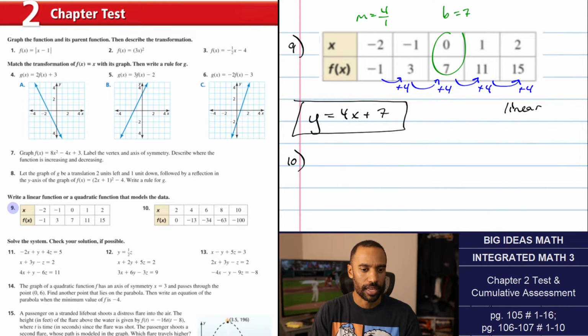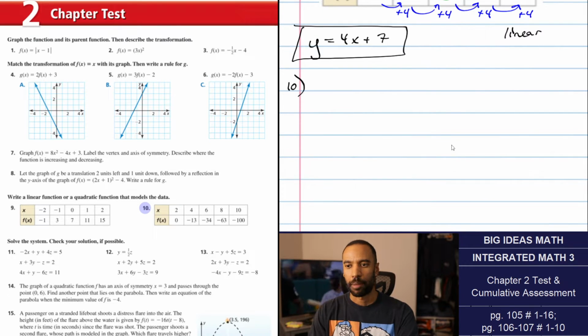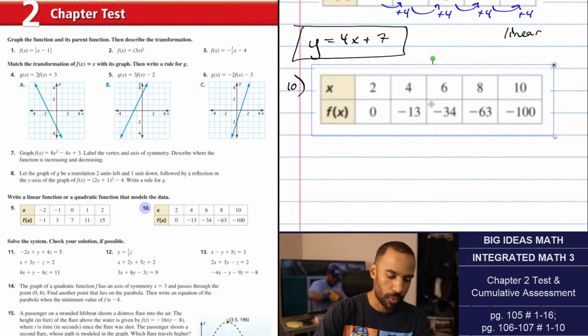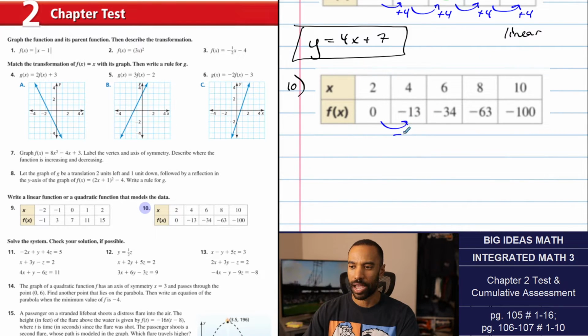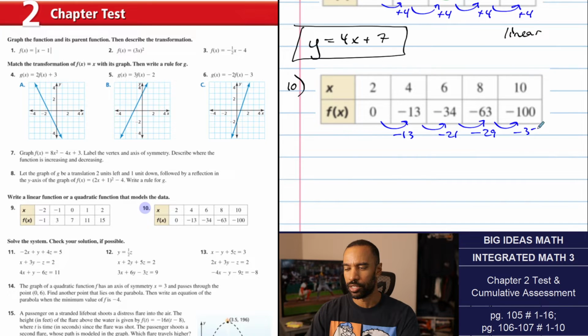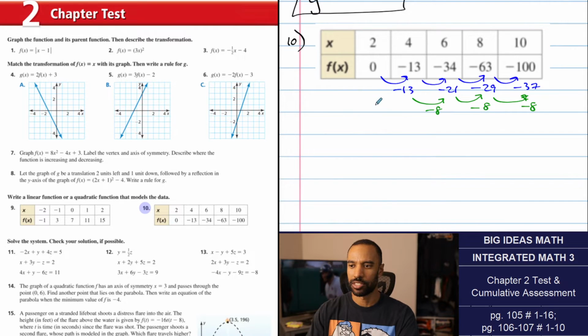Number 10 is likely a quadratic, because we've got to get our practice in. This chapter is based on linear functions as well, but quadratics are the ones you are learning maybe for the first time. With this one, we are subtracting 13, and then 21, and then 29, and then 37. Not a constant difference, but each is 8 less than the previous number. The second difference is constant. That is indicative of a quadratic function.